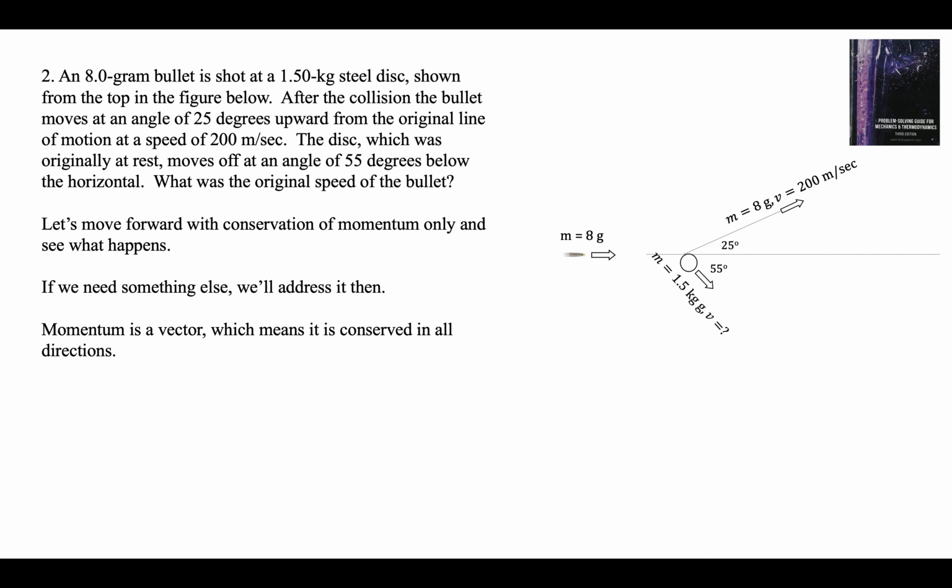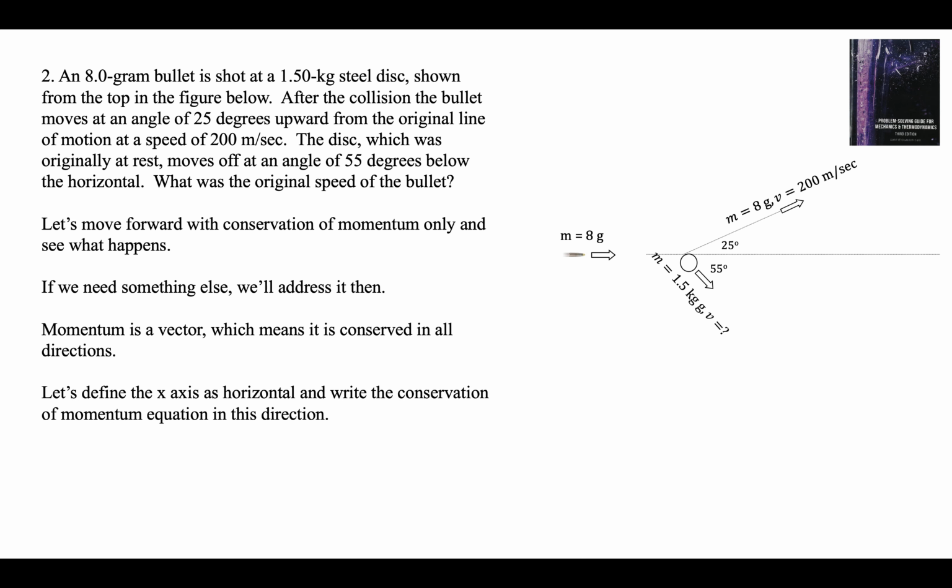We can do some calculations. Momentum is a vector, so it's conserved in all directions. If we define the x-axis horizontal and the y-axis vertical, we can write the conservation of momentum in the x direction. P initial x equals P final x. P initial x before the collision is only the momentum of the bullet. It's 8 grams times the speed of the bullet, which we do not have.